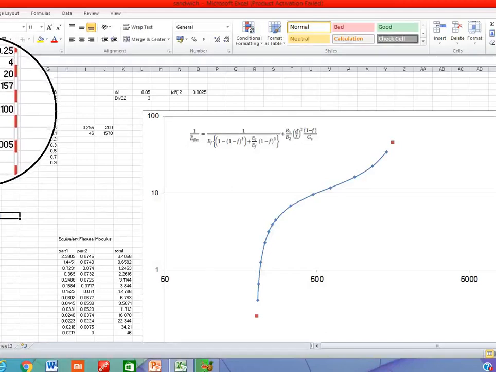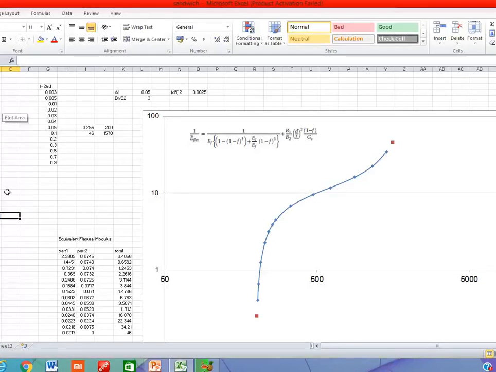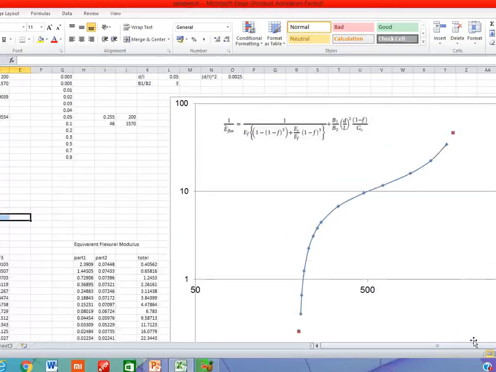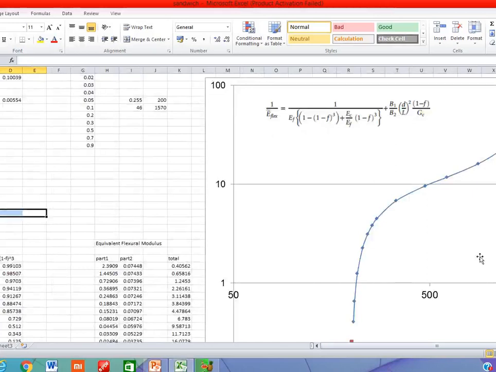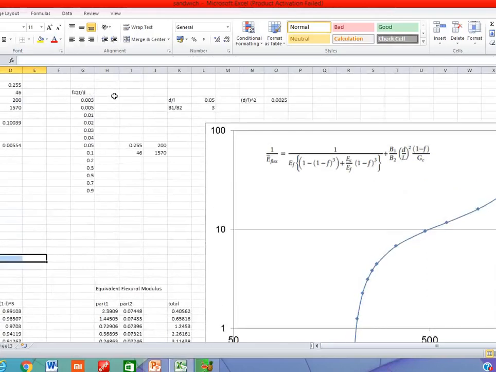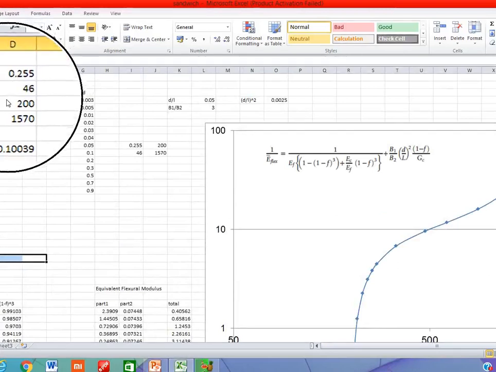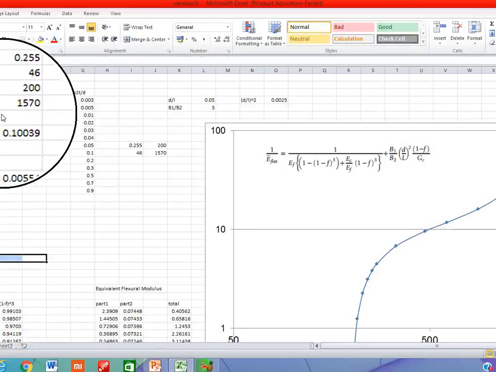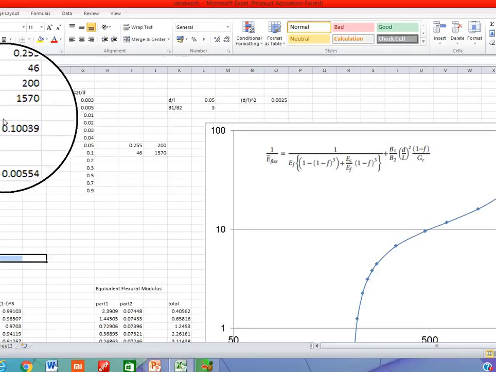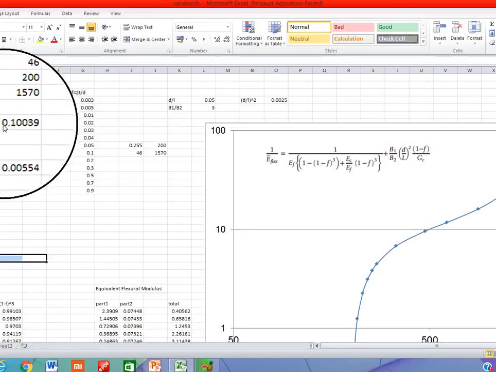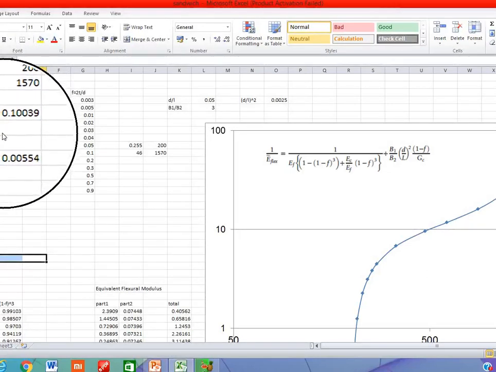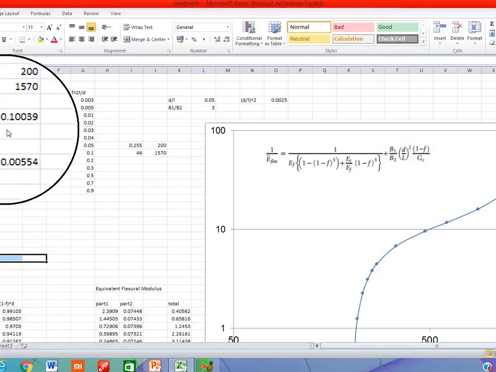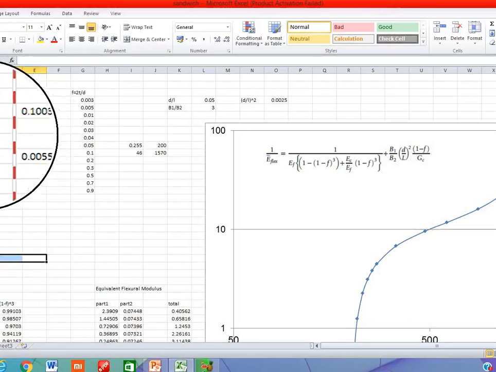of the E value for the core, taken as 0.25 gigapascals. The E value for the face is 46 gigapascals. Density of the core I have taken as 200 kilograms per meter cube, and the density of the face material is taken as 1570.